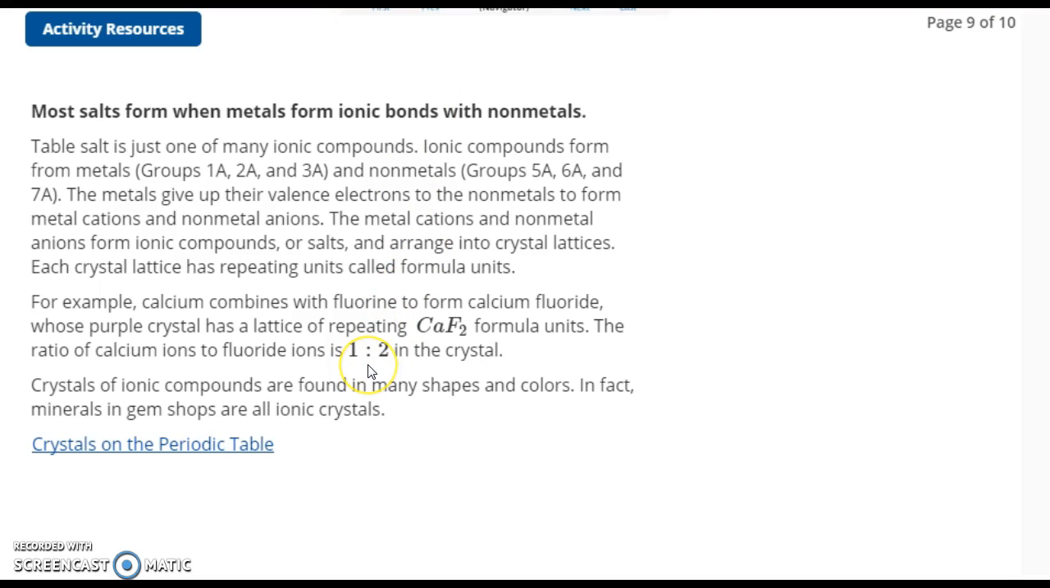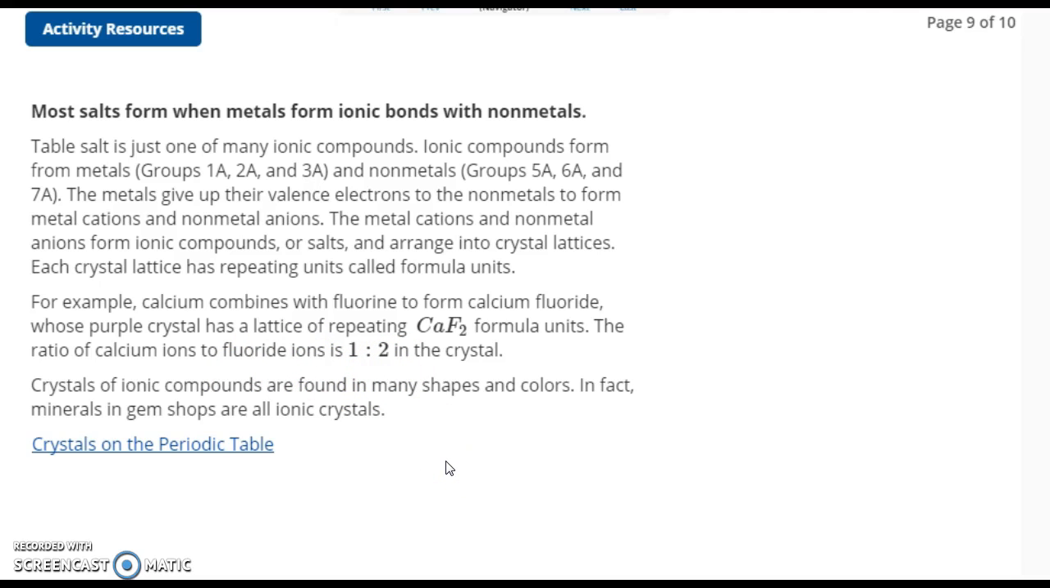When you do a ratio, you always use a colon, which is the key to the right of the L button. So hit shift and then you'll get a colon. And you have to put them in the same order they ask for. So calcium was asked for first, you have to write calcium's number first. Fluorine was asked for second, you have to write fluorine second.